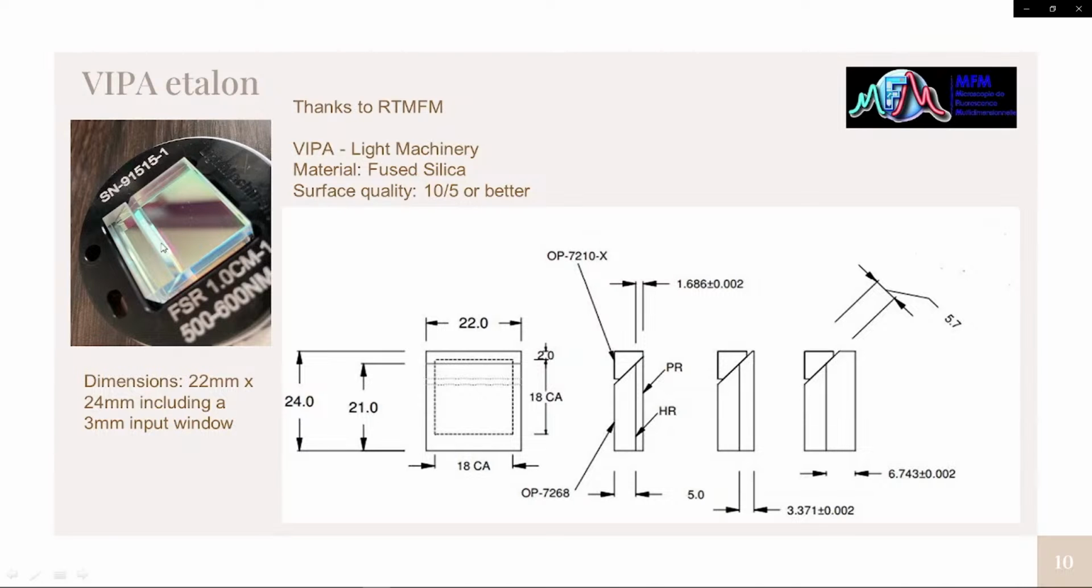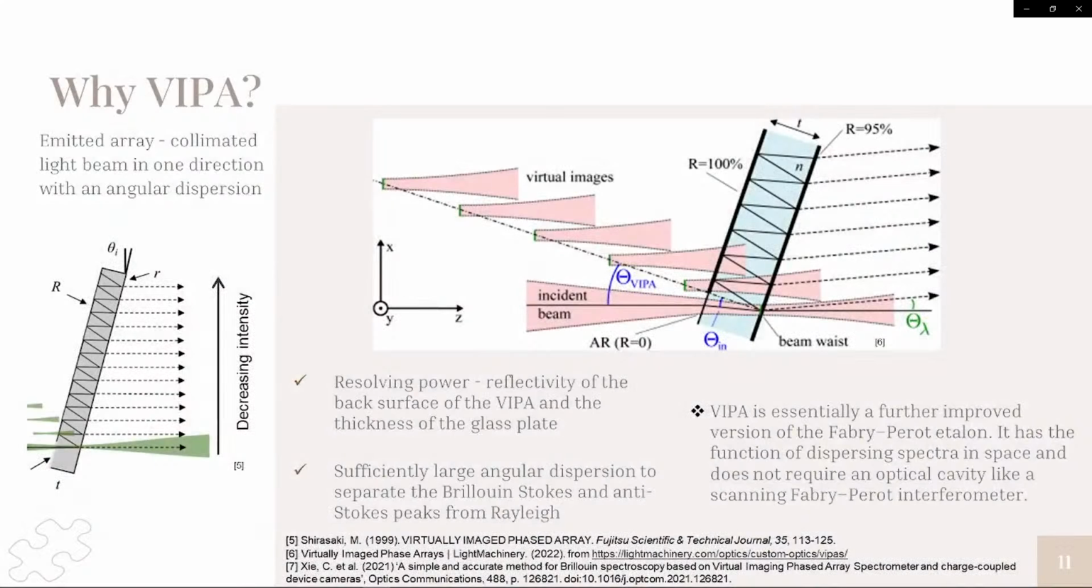So why do we use a VIPA and why not use a Fabry-Perot system? The VIPA is essentially a further improved version of the Fabry-Perot because you do not have moving parts. In a Fabry-Perot, you have two mirrors which can be moved, and the distance between them can be changed. But for the VIPA, you do not have that, which makes it more stable. It also has the function of dispersing the spectra in space, and it doesn't require the optical cavity which a Fabry-Perot interferometer has.